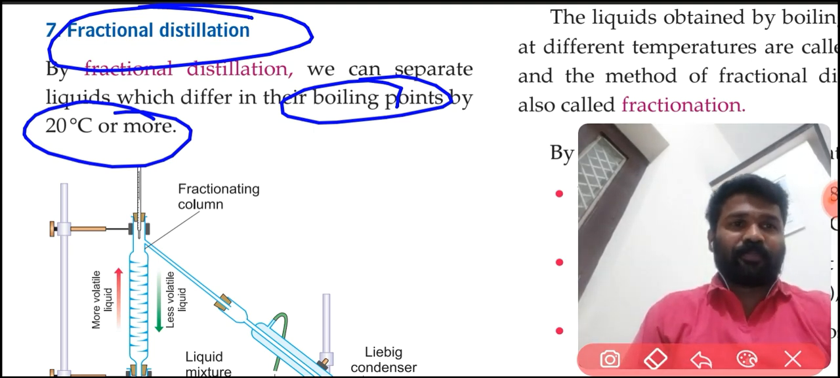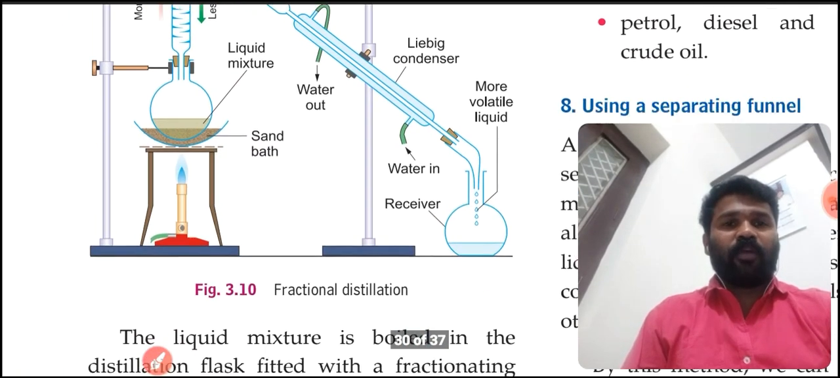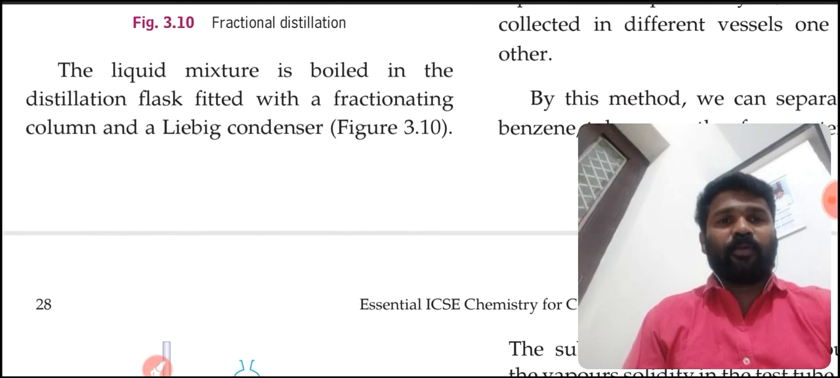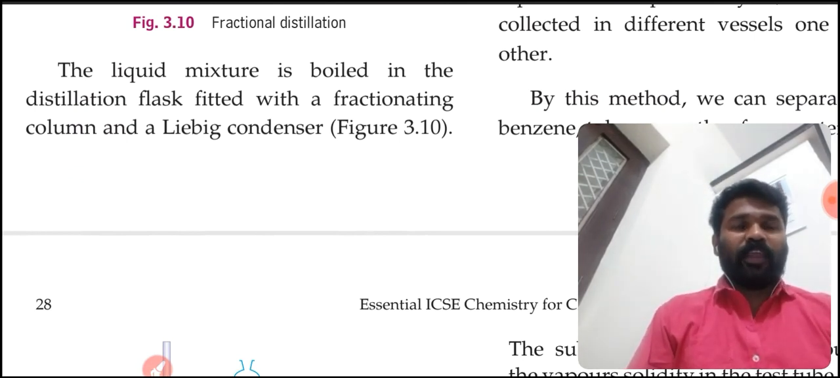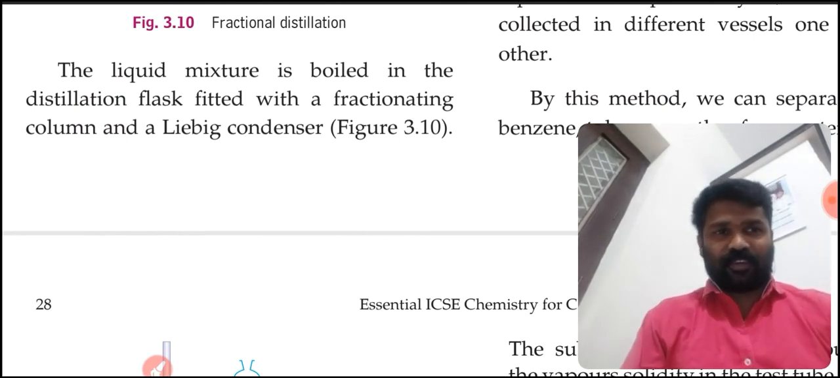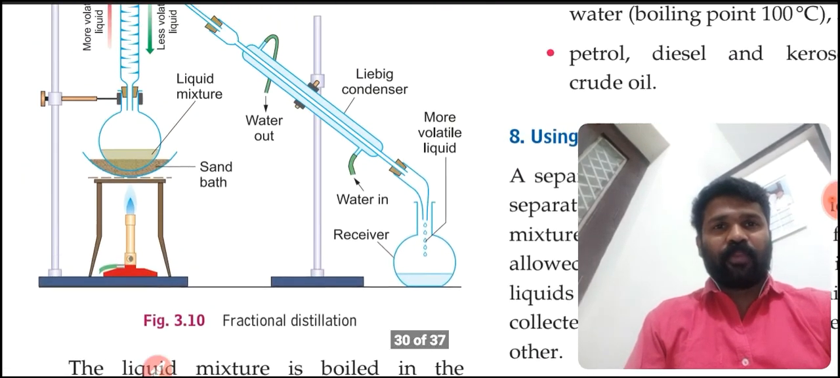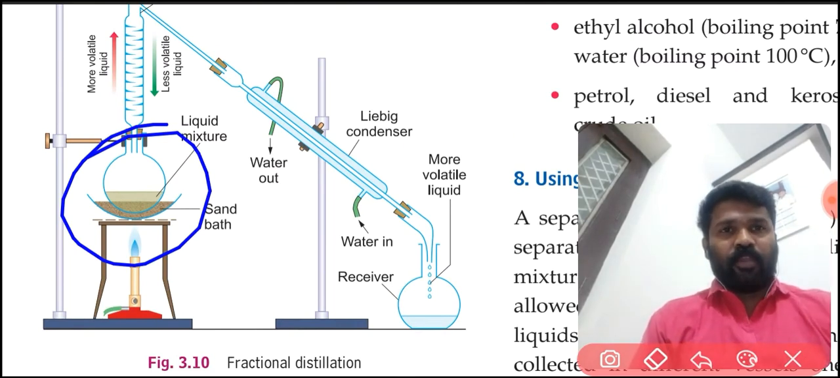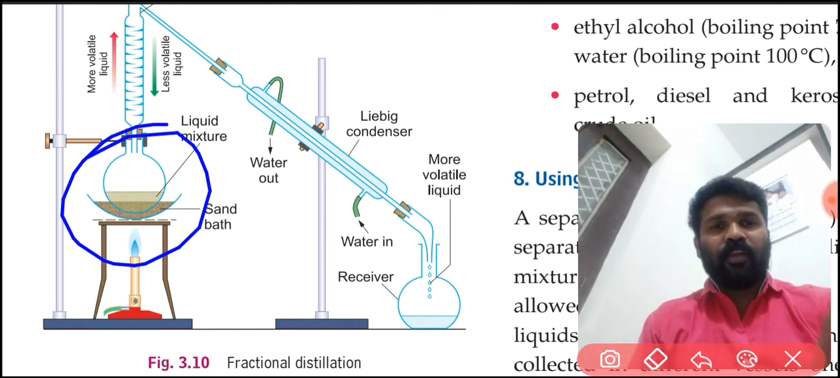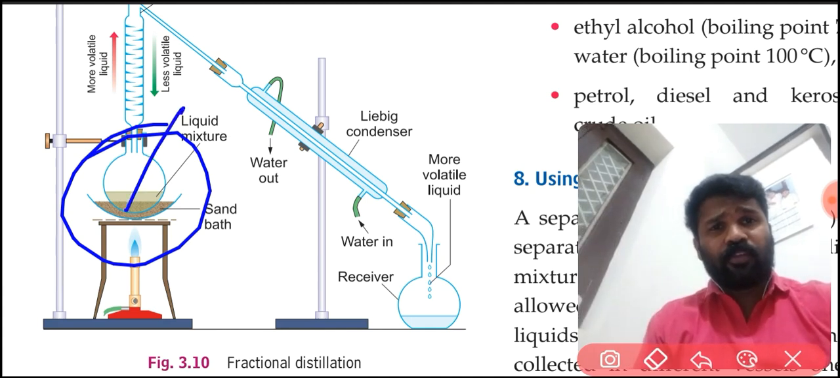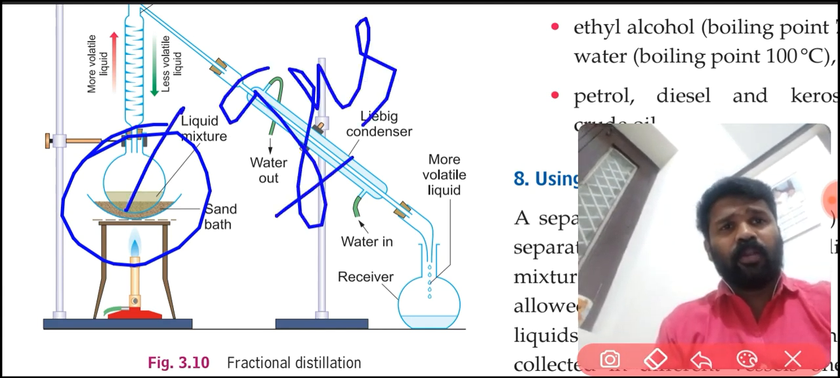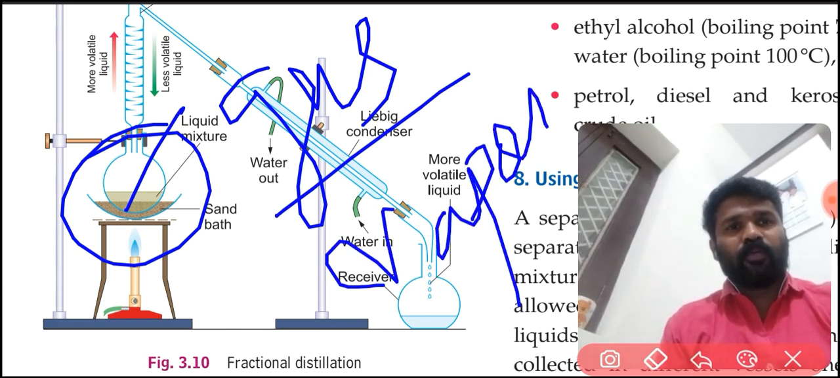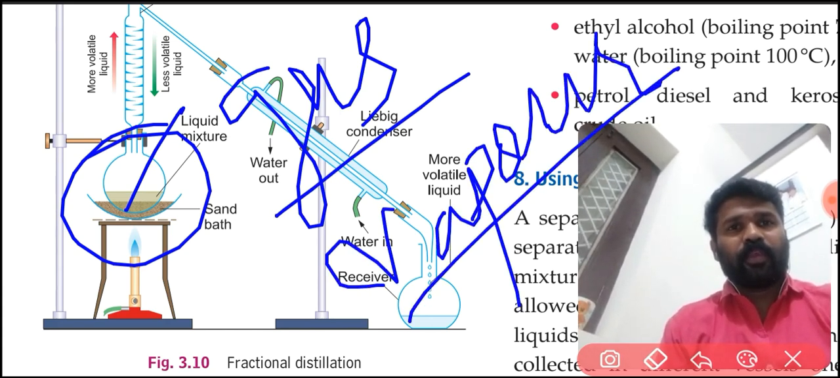Okay, students. So here is the diagram you have already observed. The liquid mixture is boiled. First we are going to boil the liquid mixture in the distillation flask. The distillation flask is here. We are going to boil the mixture in the distillation flask. What will happen to it? It will change into gas or vapor.